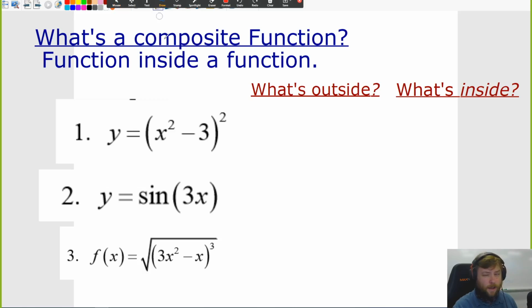I don't know how she described this last year, but the idea of a composite function is I have something inside and then I have something outside. I will post this online.